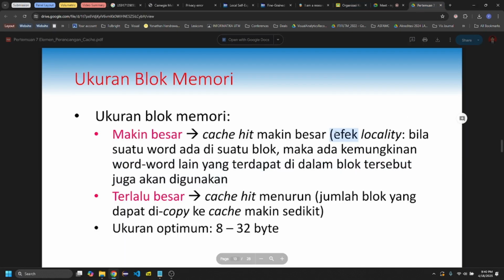Locality effect. So, normally when the CPU accesses one thing inside the block, it will access the other things within the same block. However, if the block size is too big, then the cache hit might go down. Why? Because the number of blocks that can be copied to the cache is smaller.